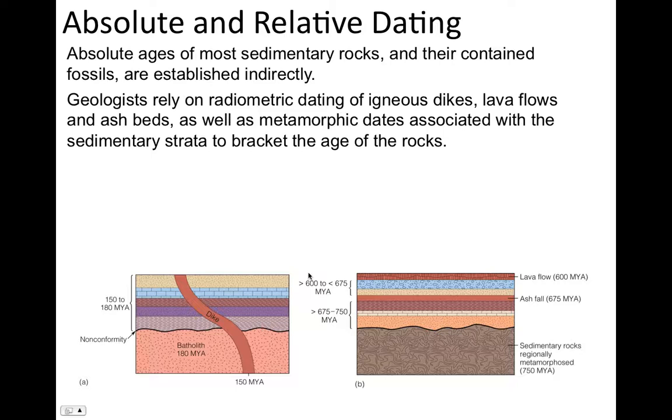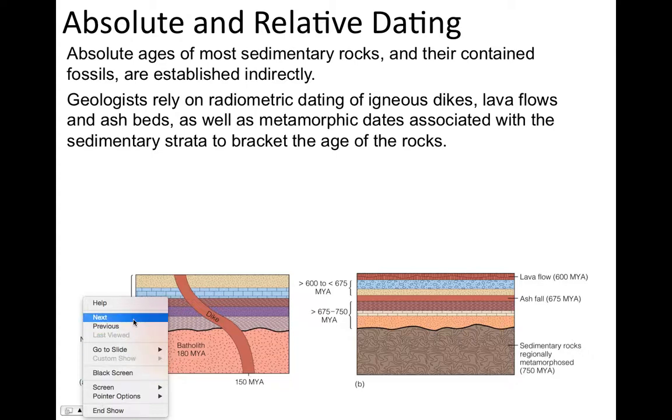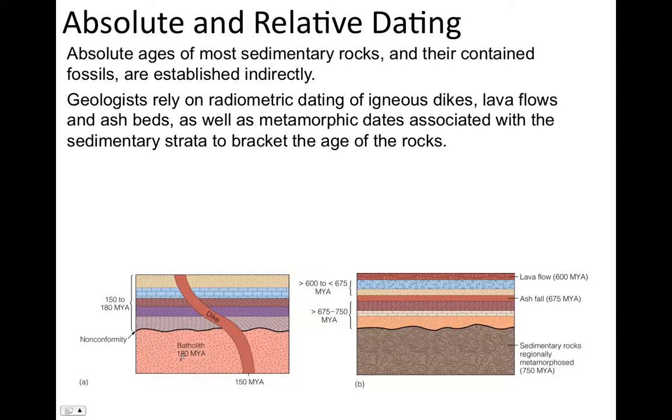So here's an example of how we can use absolute dating in tandem with relative dating to get some idea of the absolute age of sedimentary rocks. In this geologic cross-section lower left, we have a batholith down at the bottom. Let me get the pen up here. This batholith down at the bottom is 180 million years old. We have beds of sedimentary rock above it, and then we have a dike cutting through them. Now the dike and the batholith being igneous rocks, we can find their absolute age. As I said, the batholith is 180 million years old. The dike is 150 million years old.